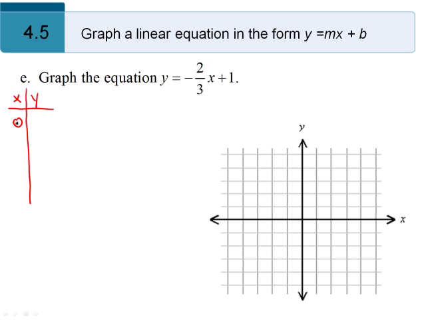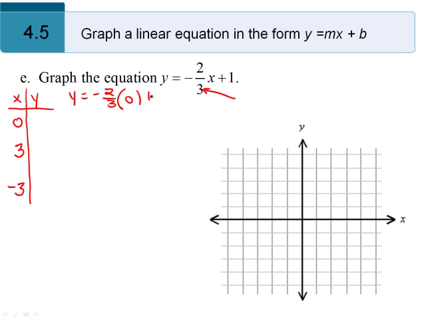But now, because it's a fraction, you want to use that denominator. We're going to use 3, and then we're going to use negative 3, because that's going to keep us from having to graph a fraction. So it doesn't matter what the denominator is, that's what you use. 0, the denominator, and the opposite of the denominator.